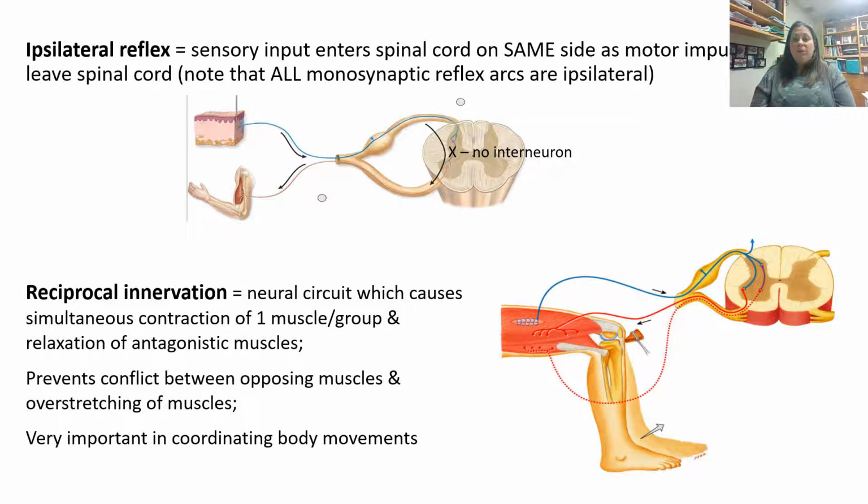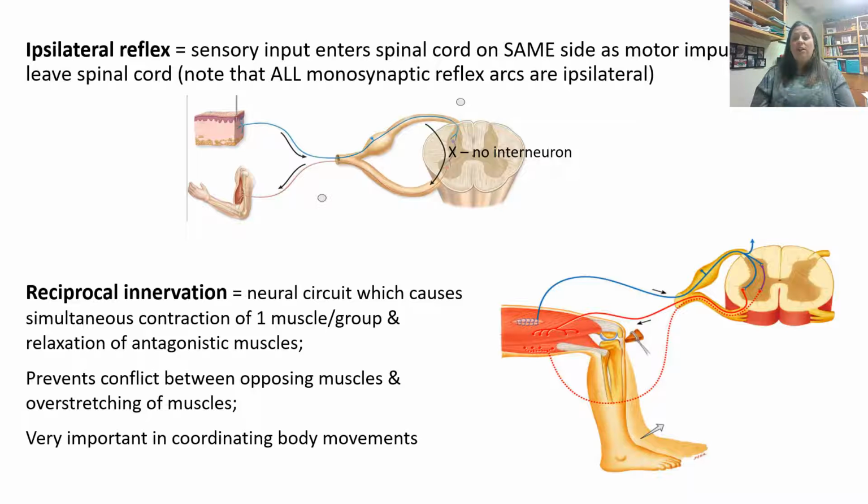Now, reciprocal innervation is where a neural circuit causes simultaneous contraction of one muscle group and relaxation of another muscle group. This prevents conflict of opposing muscles from taking place. This is very important in our whole idea of coordinating our muscle movements.